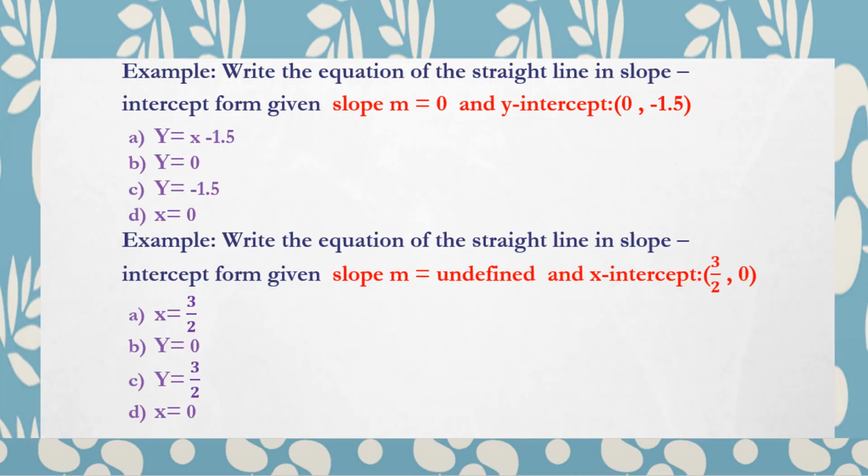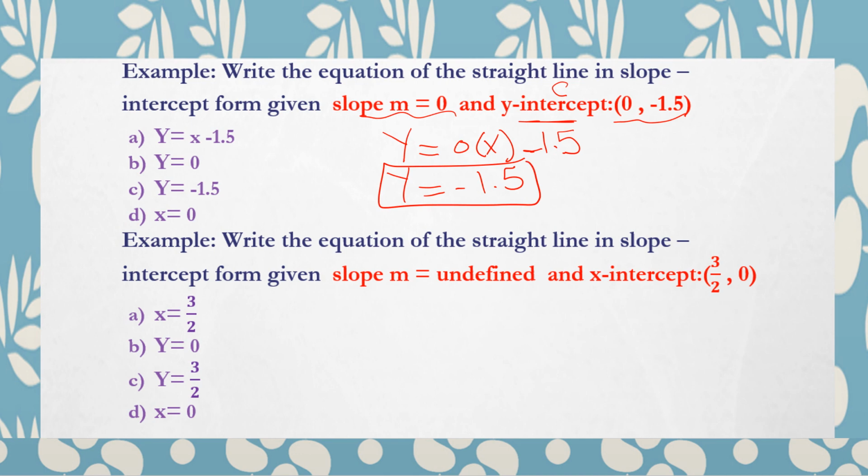Again, write the equation of the straight line in slope-intercept form from a given slope 0 and the y-intercept, which is c, equals minus 1.5. So y equals 0 times x minus 1.5. So y equals minus 1.5. So the line here would be horizontal, and the correct answer is C.